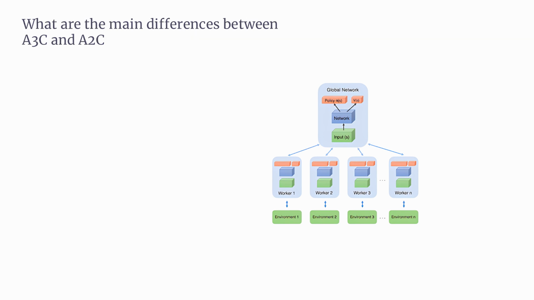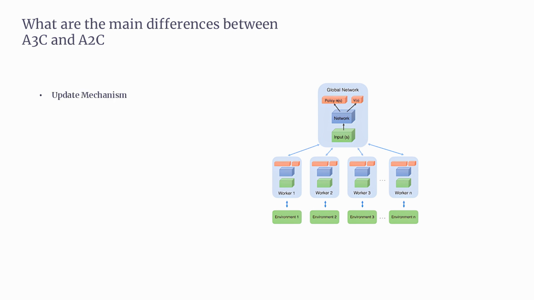A3C, Asynchronous Advantage Actor-Critic, and A2C, Advantage Actor-Critic, are both reinforcement learning algorithms, but they differ significantly in their update mechanisms and architecture. Let's break down these differences. The first, update mechanism.